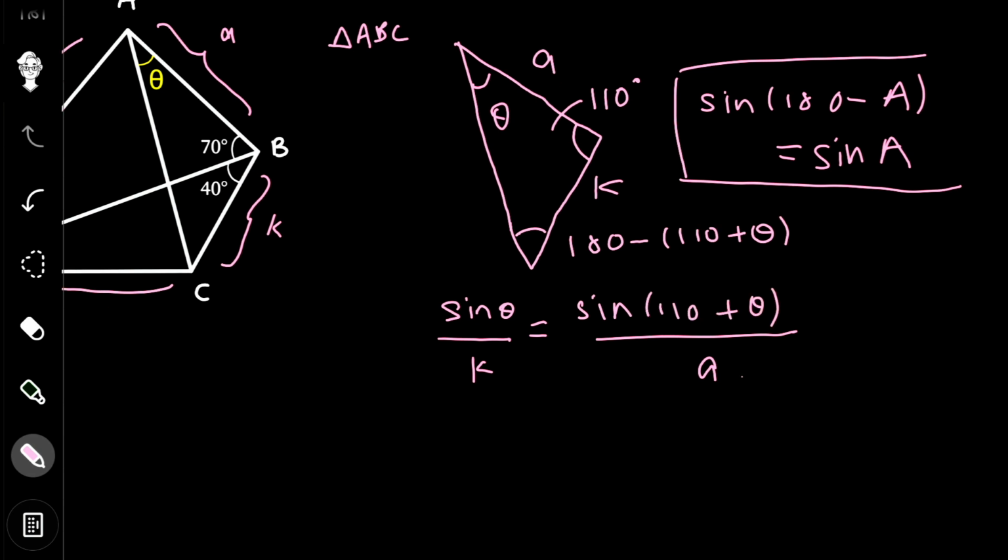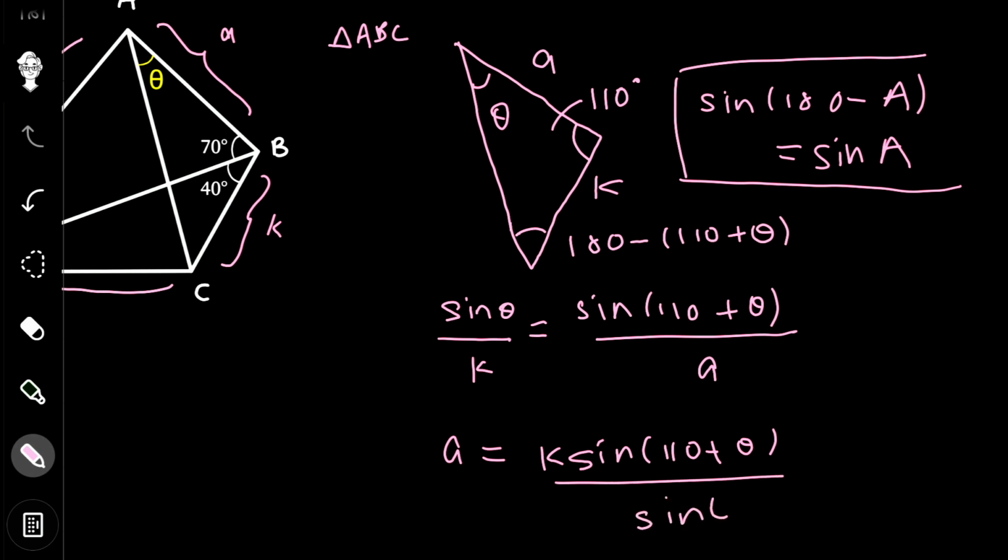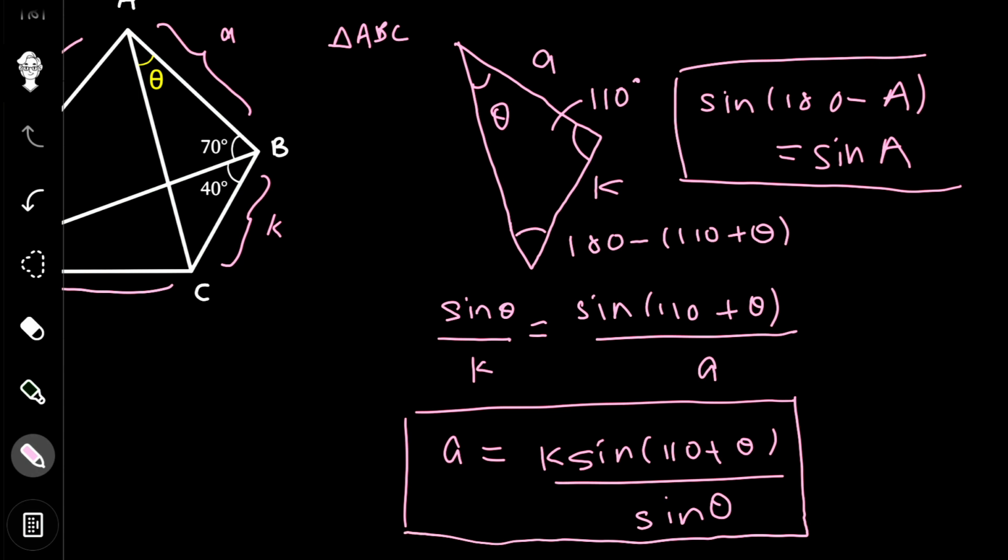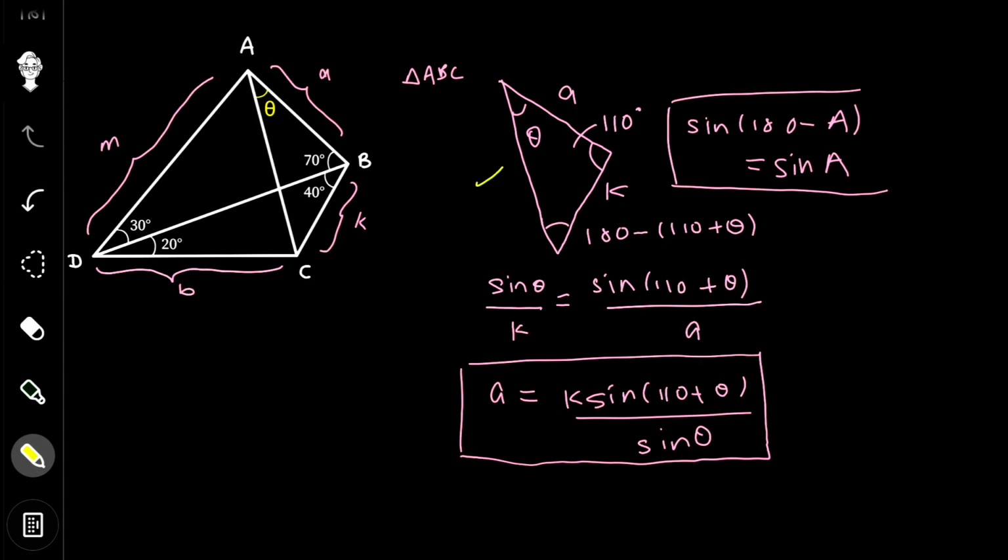Now I will do the cross multiplication in order to get the value of A in terms of K. So the value of A we will get would be equal to K times sine of 110 plus theta divided by sine of theta. This is the value of A in terms of K. So by using this first triangle, we have got the value of A in terms of K.